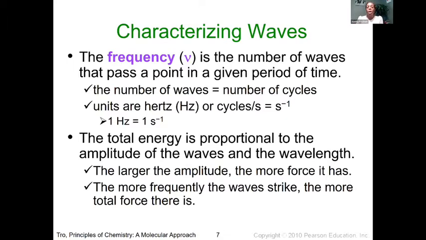Now, another component of these waves that we can tie in here, along with the speed of light, the frequency, and the wavelength, is the amount of energy associated with a particular form of this radiation or light energy. The total energy is directly proportional to the amplitude of the waves, how tall they are, as well as the frequency. The more force that particular wave has, and the more frequently the wave strikes, the more force there will be. So as we look at short wavelengths versus longer wavelengths, the shorter wavelength, which would ultimately have a higher frequency, would also yield a higher energy.